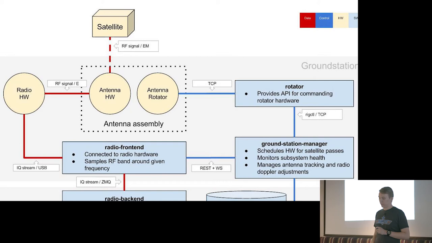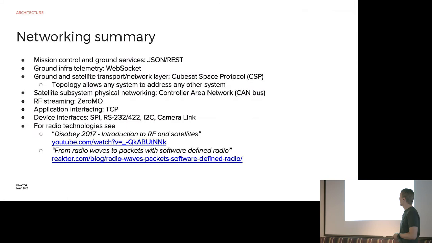And in summary, embedded development is quite a big thing, but networking is maybe even a bigger thing than the embedded development, or it's big anyway. So here are all the different protocols and whatnot we are using. For all the ground stuff, we are basically just using Node.js and JavaScript, so JSON REST APIs are handy. For all the real-time telemetry, locally we use WebSockets to form the network for the satellite and the ground side.